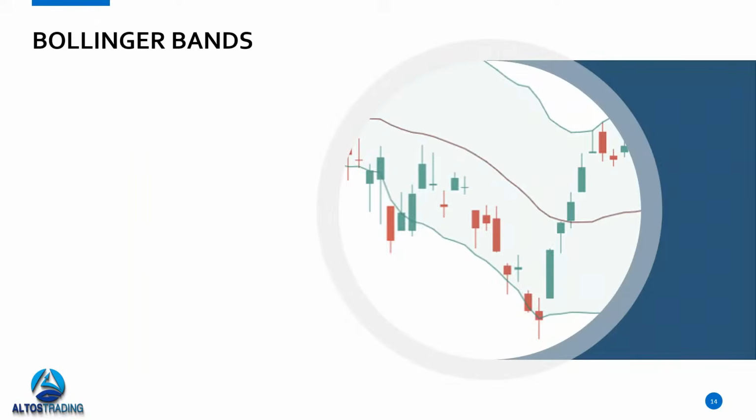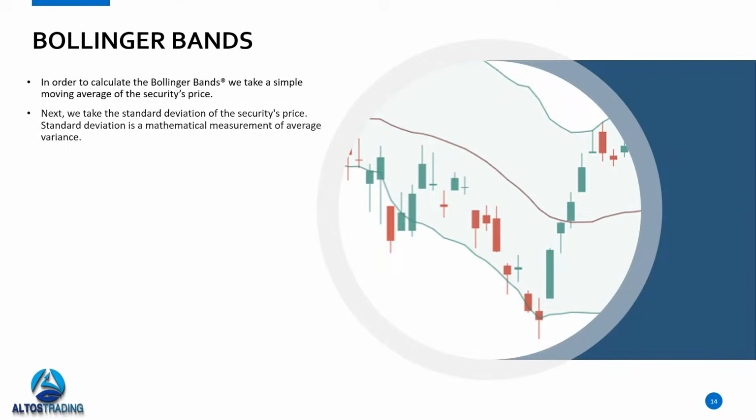But I'll first give you just a high-level overview of the Bollinger Bands so you understand why we're using them. Okay, again, they consist of 3 lines. So we take a simple moving average of the security's price. That's going to be the center line that you see there on the chart. Then we take a standard deviation of the security's price. So standard deviation is just a mathematical measurement of average variance.